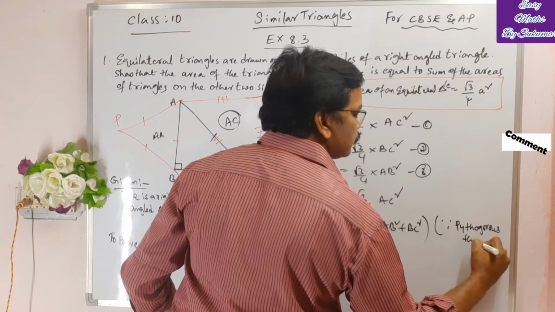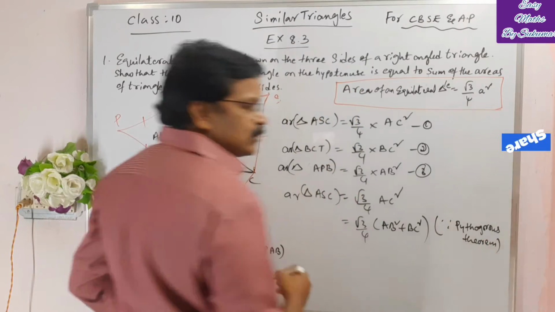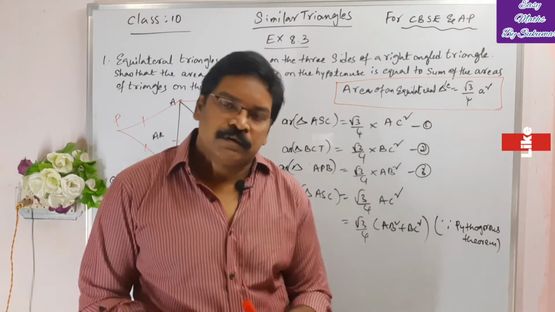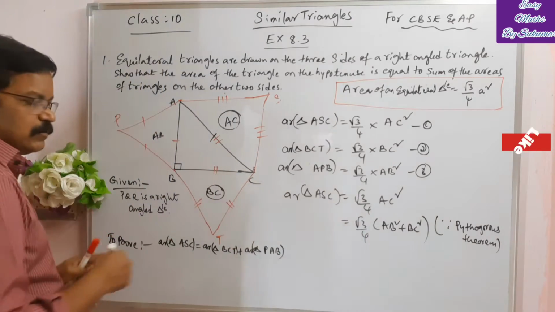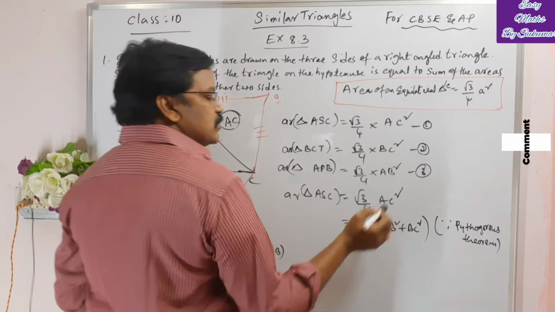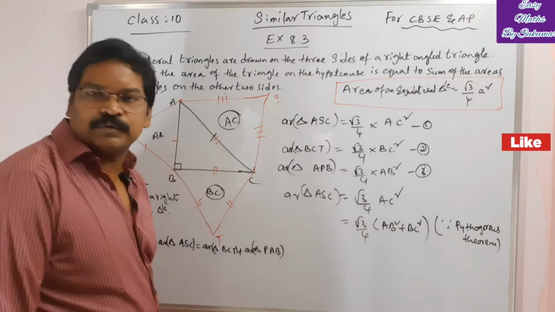Pythagoras theorem. Actually, this theorem will be in the next exercise, Exercise 8.4, before it will come, right? So instead of this AC square, we can write AB square plus BC square.